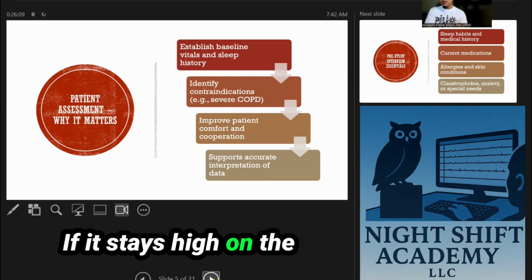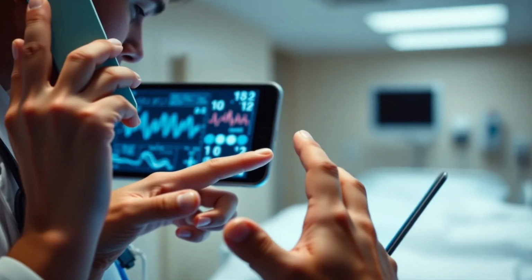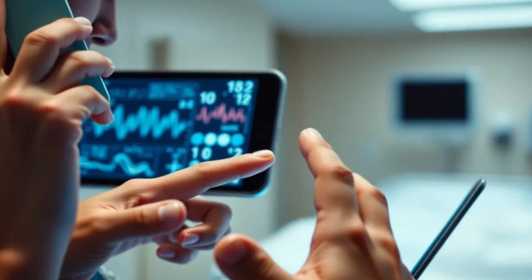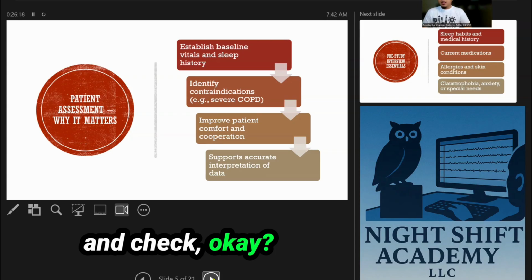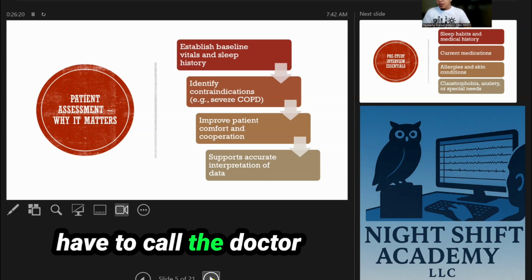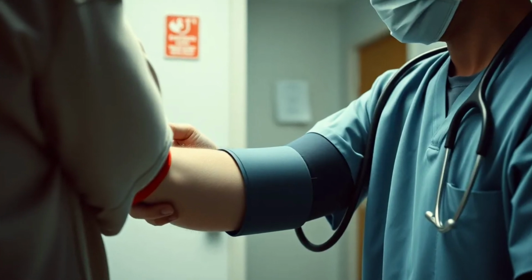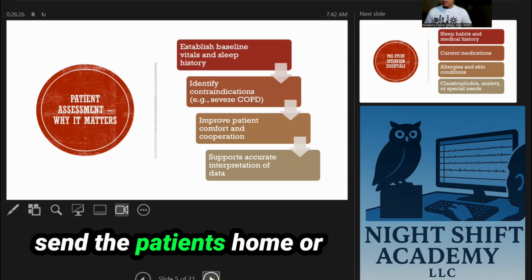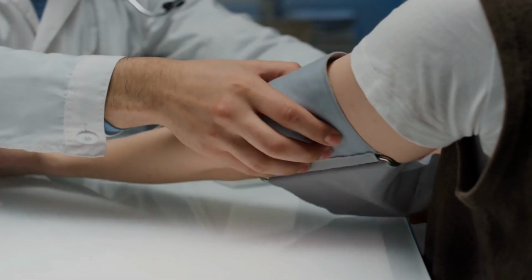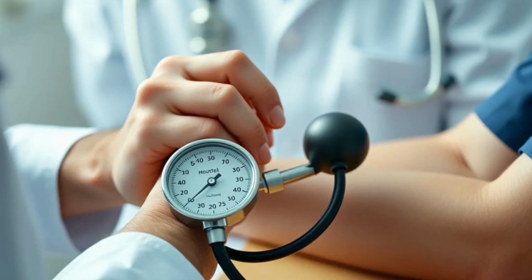The third thing you have to do is check it manually. If it stays high on one arm, you move to the other arm. If it's still very high, then you have to get your manual sphygmomanometer and check, okay? Then if it's still high, you have to call the doctor and clear whether the doctor will tell you to resume the sleep study or send the patient home.